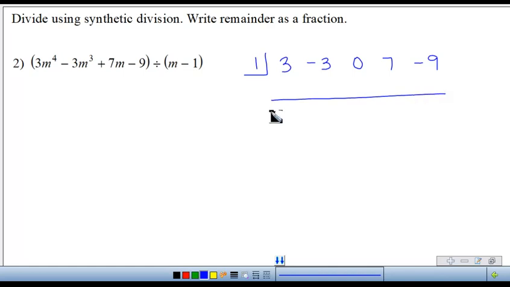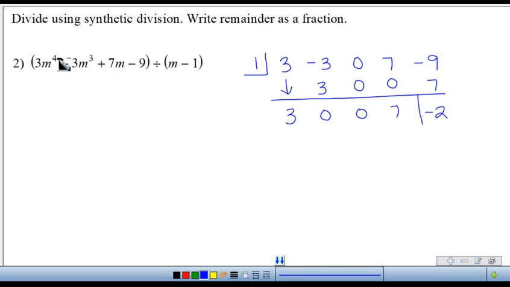Now let's start the process of synthetic division by dropping the first term below the line. We'll multiply 1 times 3, and we get 3. Combine these terms, and that gives me a 0. 1 times 0 is 0. Combine, and I get 0. 1 times 0 is 0. 7 plus 0 is 7. 1 times 7 is 7. Combine, and I get -2. Draw my line to separate the remainder.